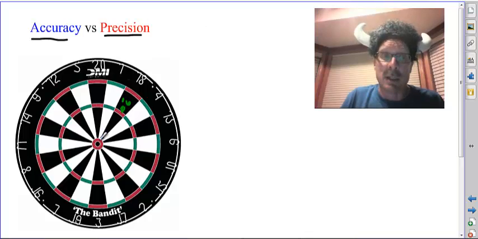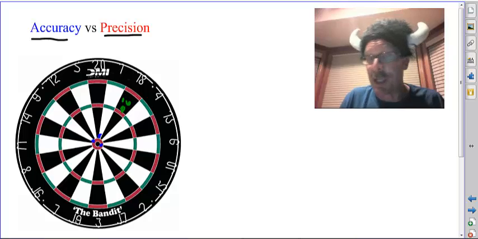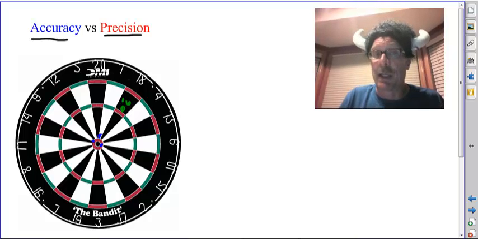On the other hand, if my darts or the person I was playing, their darts hit here and here and here, not only did they have a nice precise throw with all their dots clustered together, but they were hitting a bullseye. So that is a difference. And that is something that can happen in the lab.